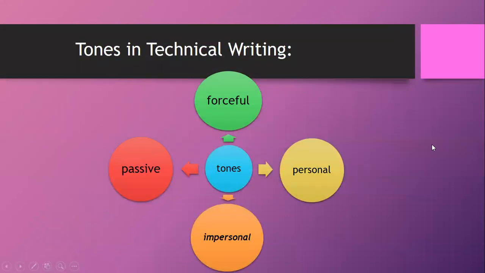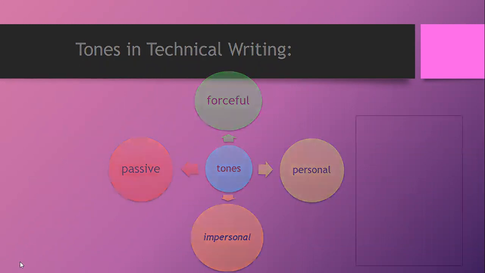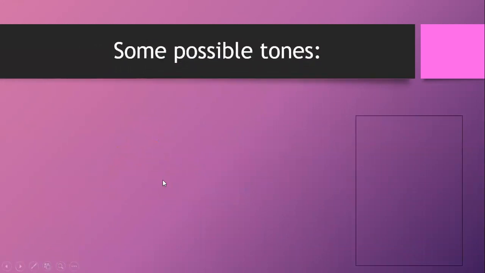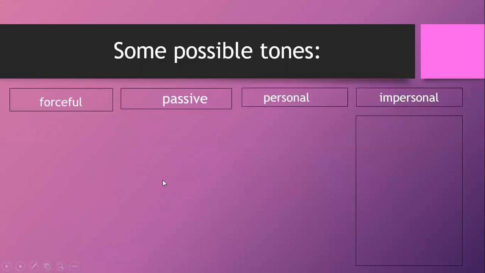So we have different tones, right? The most common ones are the forceful tone, the passive tone, the impersonal tone, and the personal tone. So these 4 tones are what we're just quickly going to look at, at a glance, to see how and why, mostly why, we use these tones. Okay, so some possible tones: forceful, passive, personal, and impersonal. Okay, so let's look at the first one.